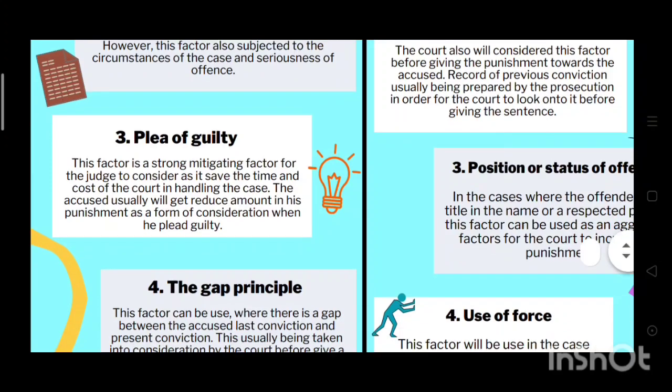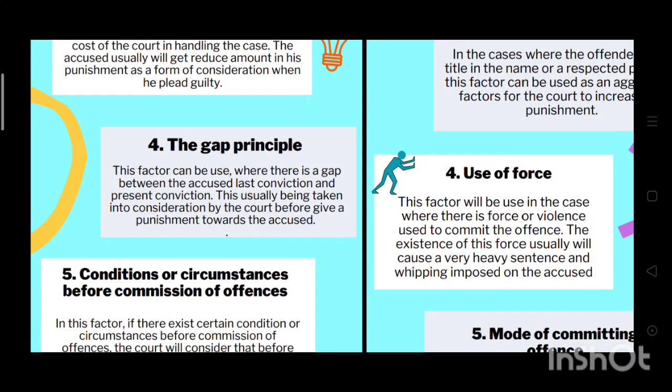The fourth mitigating factor is the gap principle. This factor can be used where there is a gap between the accused's last conviction and the present conviction. This is usually taken into consideration by the court before giving a punishment to the accused. Based on the case of Su Sanaitan against public prosecutor, the court held that the longer the gap, the greater the mitigating effect. The court looks at the positive steps that the offender has taken to rehabilitate himself from the previous conviction, and not solely at the time lapse between the current and previous conviction.